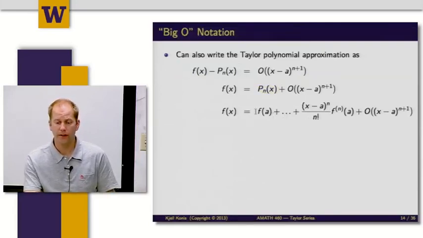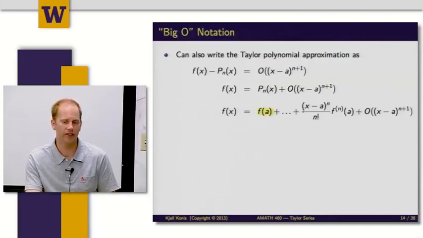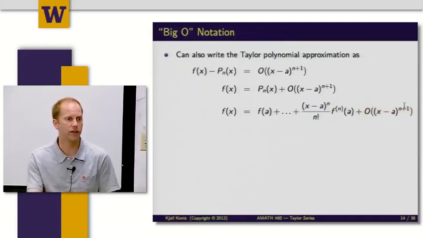And so what you see is here I have the constant part of the approximation, then the linear part of the approximation, the quadratic part of the approximation, and so on. I end up with my last term being the nth degree approximation term. And then the amount that I miss by is going to be on the order of x minus a to the n plus first power, as x is moving towards a.